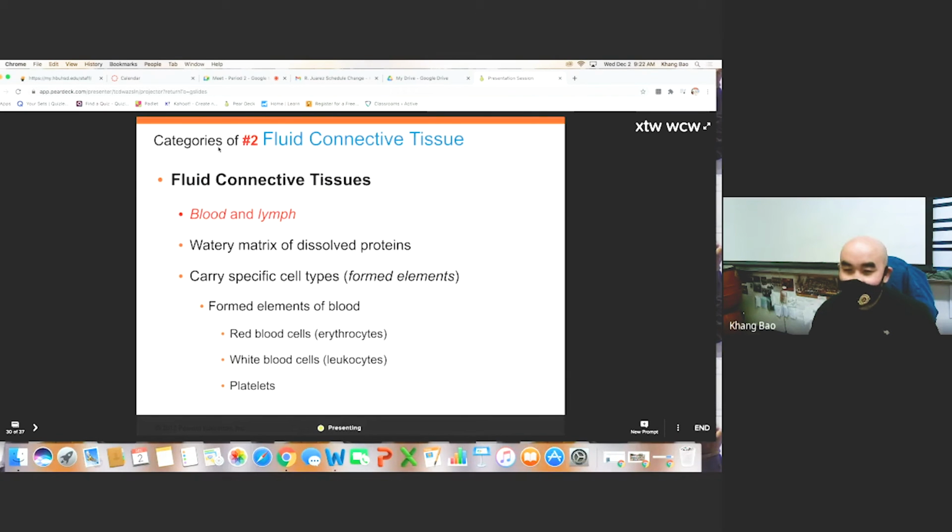All right, the second category of connective tissue. So we just finished proper tissue. The second category is fluid connective tissue. And they are well known for blood and lymph. We'll talk about lymph later on, but think of blood. Blood is your fluid connective tissue, right? You have different types of blood elements, by the way. You have red blood cell, erythrocyte, white blood cell, leukocyte, and you have platelets. We'll talk about blood when we get to the circulatory system, okay? But right now, just know that it is part of your fluid connective tissue.